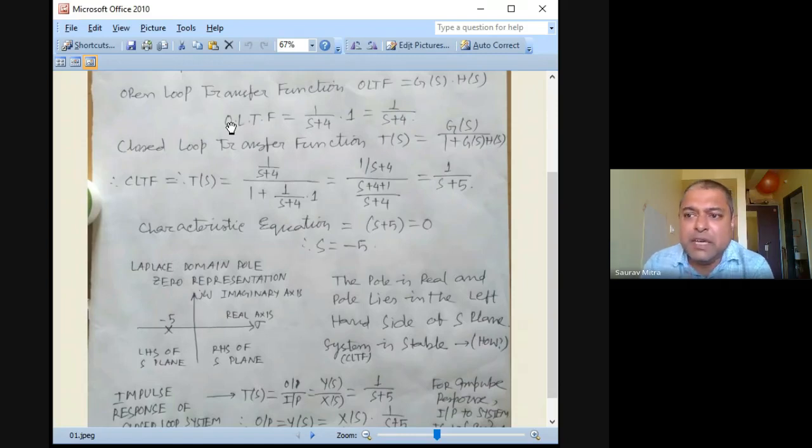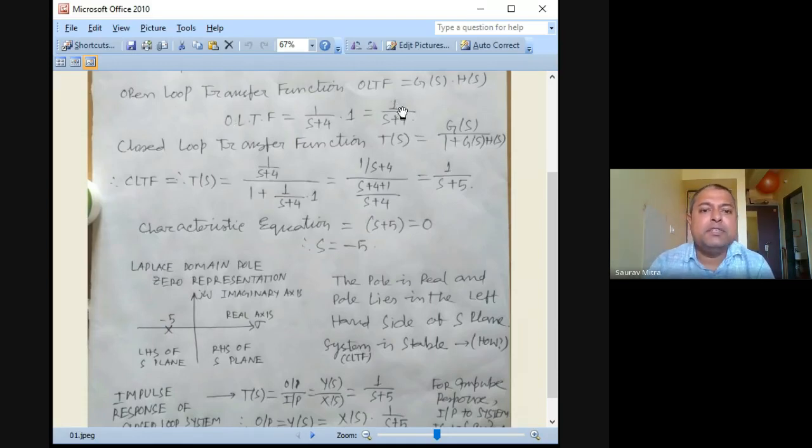If anybody has any doubt, please ask me. Write or unmute yourself and ask. Any kind of doubt, don't hesitate. Okay, so open loop transfer function is G(s) into H(s). It has analytical significance, not a direct physical significance. And a closed loop transfer function is G(s) by 1 plus G(s)H(s).